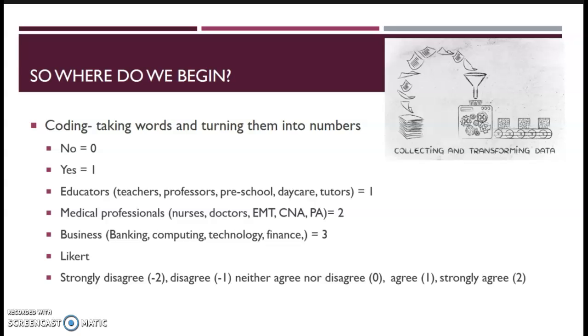Okay, so we would be building up this giant Excel file where we are turning the words into numbers. Okay, because those numbers are what we are going to run statistical analysis on so that we can begin to identify mathematical relationships in our data.